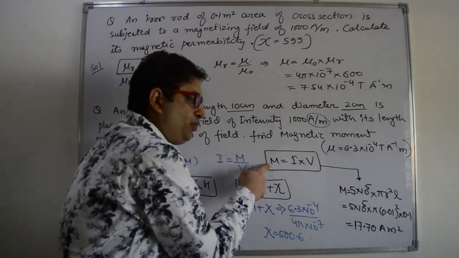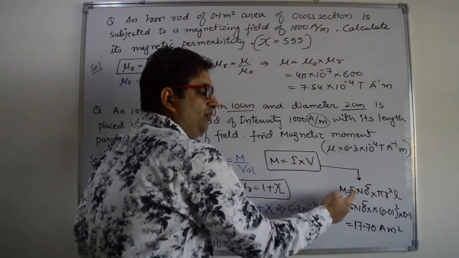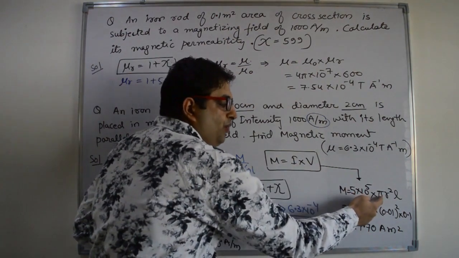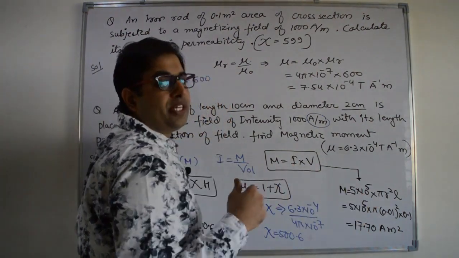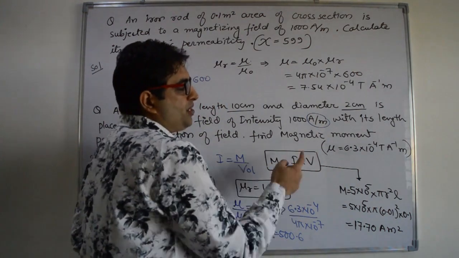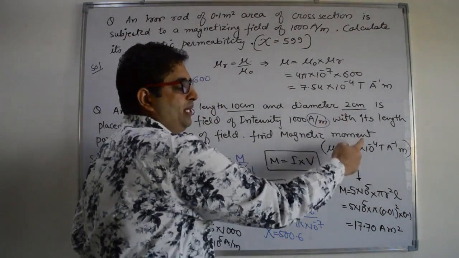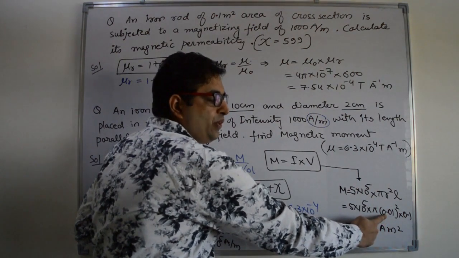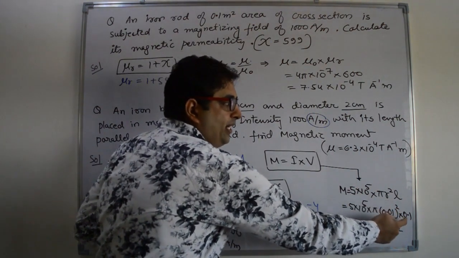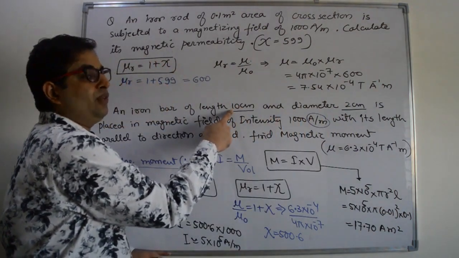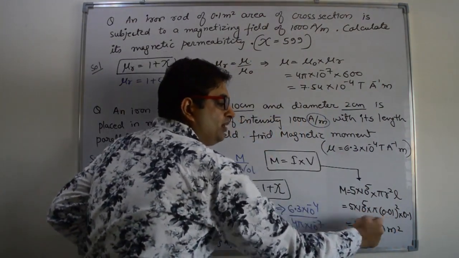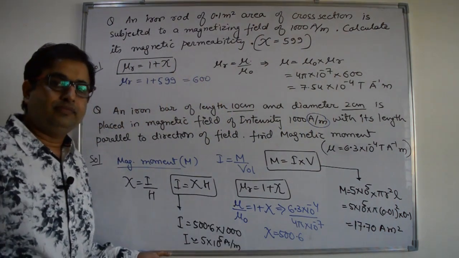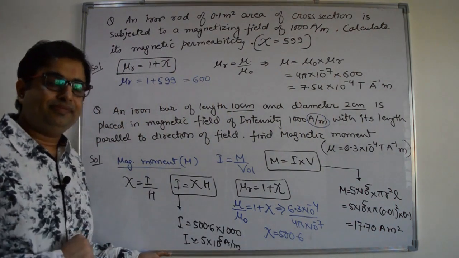So magnetic moment is I into V. We already know the value of intensity of magnetization. Volume is area of cross section into length. Area of cross section, radius 1 centimeter, so pi into 1 centimeter converted into meter, 0.01, whole square, into length, 10 centimeter converted into meter, 0.1. Solve it and calculate the value of magnetic moment. Got my point?